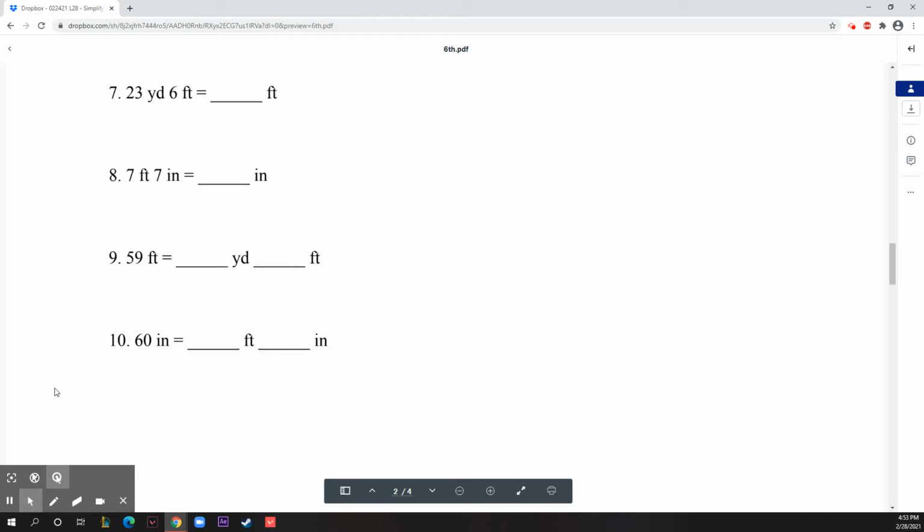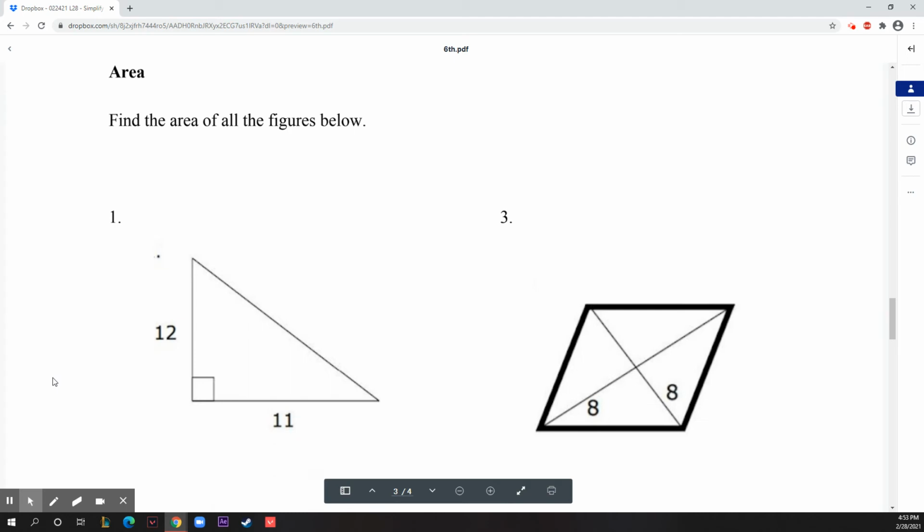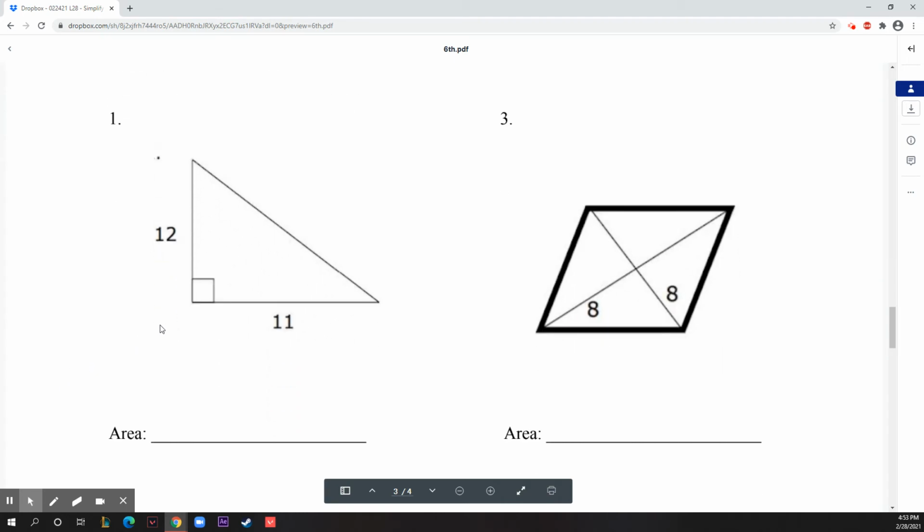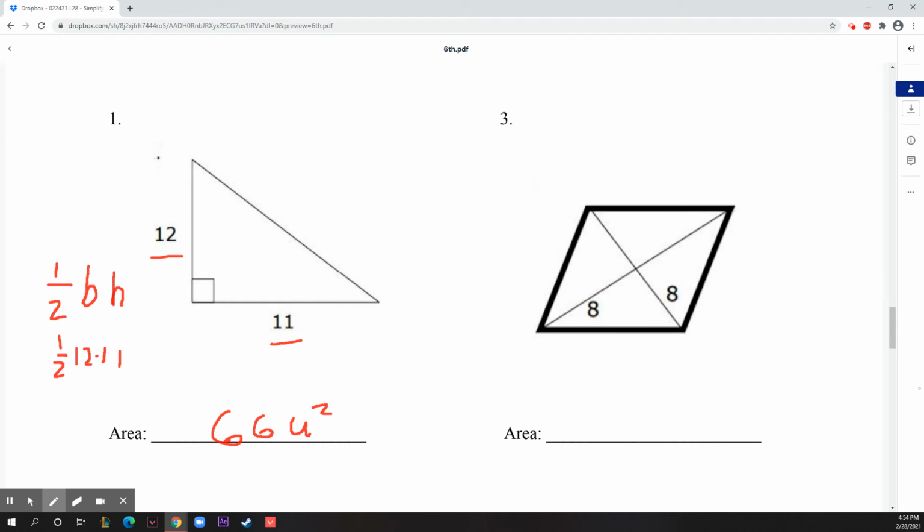Okay, on to the next section, which is area. When you're finding the area of a triangle, it's 1/2 base times height. Where the base is 11 and the height is 12. So it's actually just 1/2 of 12 times 11, which is 6 times 11, which is 66. 66 units squared, because they don't give you an actual unit, so you just say 66 units squared.